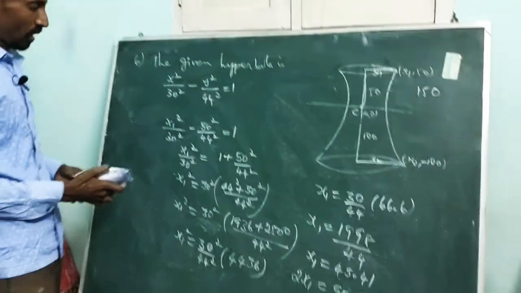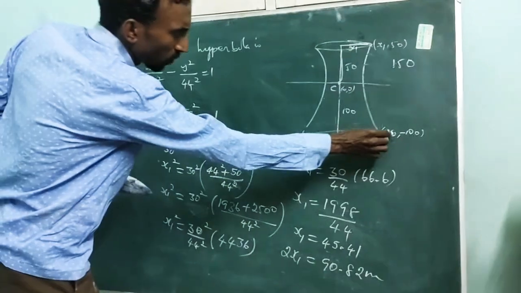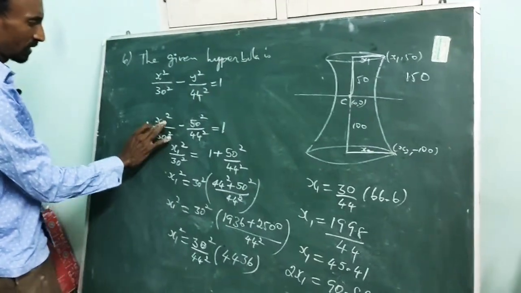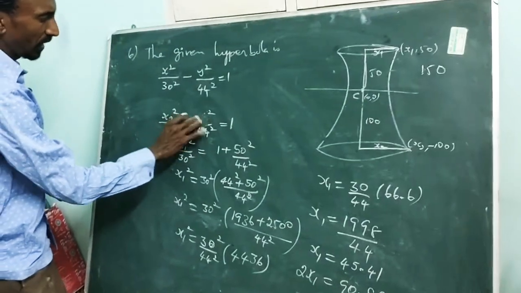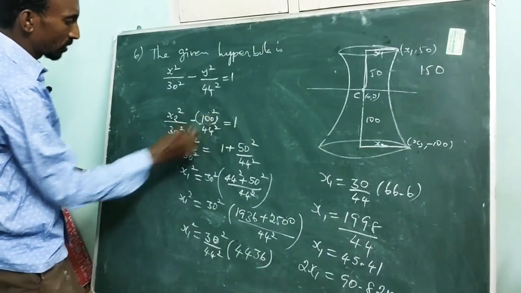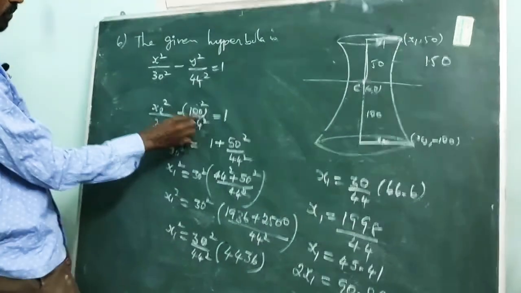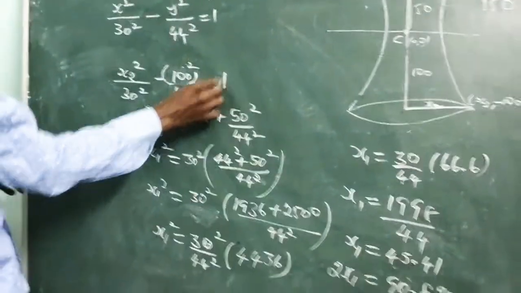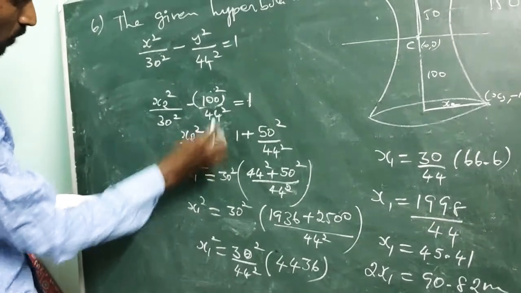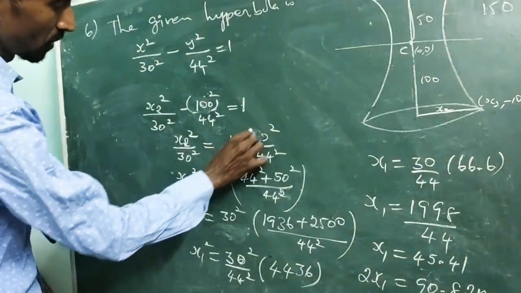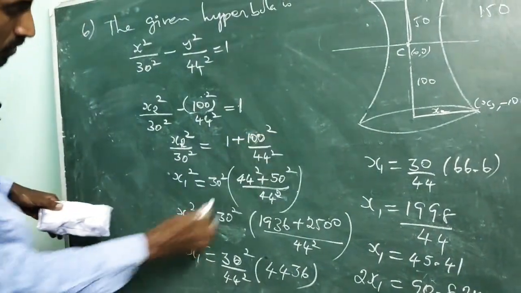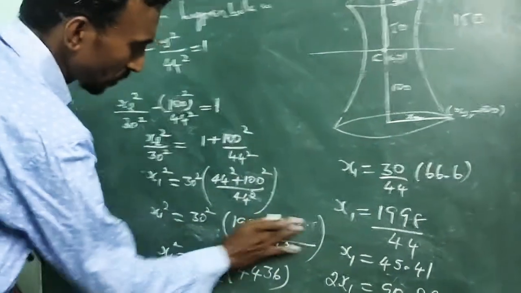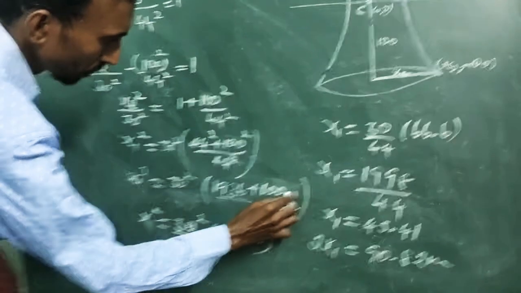So second one, our aim is to find out this one. Put x equal to x2 and y equal to minus 100. Just a slight change, I am rewriting that one. So x2 the whole square by 30 square minus 100 square by 44 square equal to 1. So x2 square by 30 square equal to, so just 100 square. So again 100 square is 10,000.